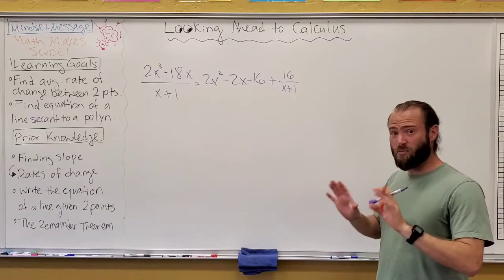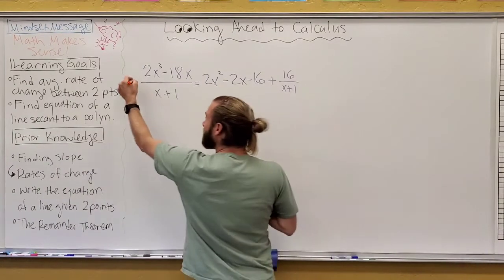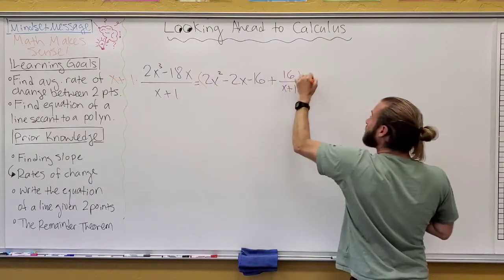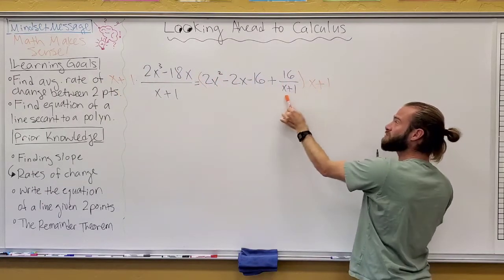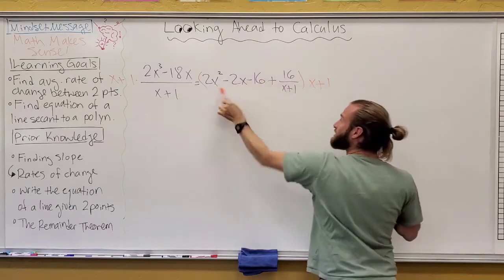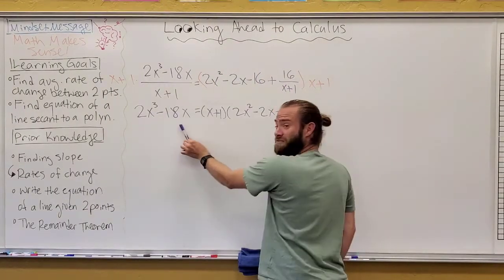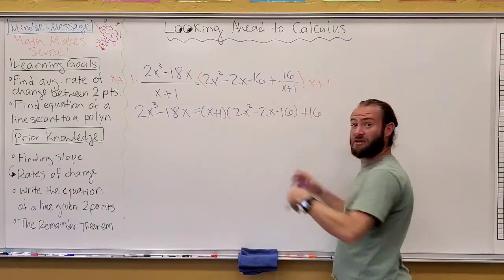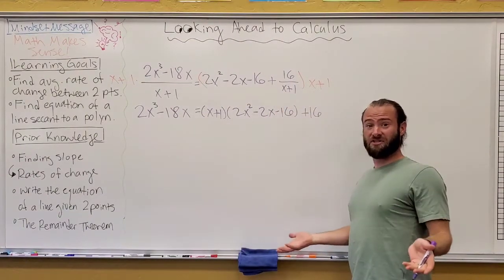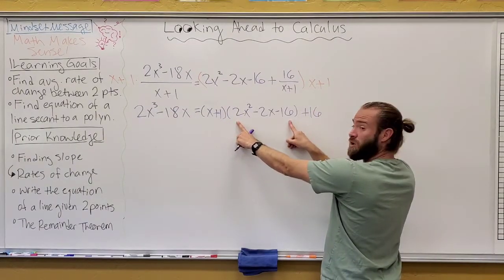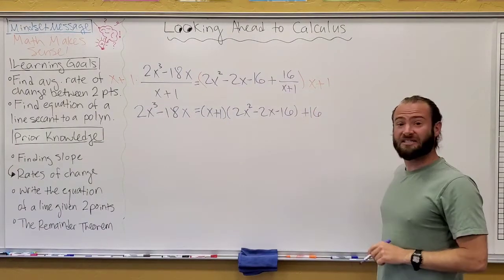But remember, there's a way more useful form for this. I'm going to multiply x plus 1 onto both sides here. You'll notice this x plus 1 cancels out with this, but it then needs to multiply here. So what I get is the original function on the left, and whatever's over here must just be a rewritten form of that function, of course, right? So I get x plus 1 times my quotient plus 16.